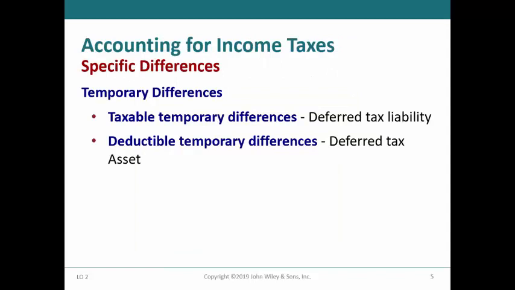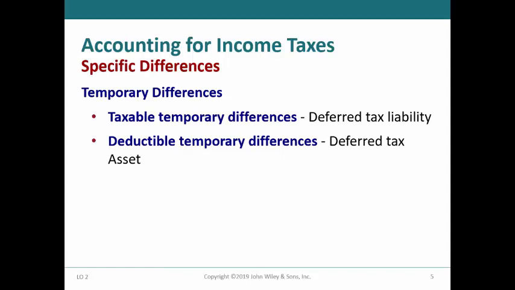As we discussed in the first presentation, there are two types of temporary differences. Some temporary differences will result in deferred tax liabilities. These deferred tax liabilities represent increases in income taxes owed in the future as the temporary differences reverse and the amounts are reported on the income tax return. The deferred tax assets represent decreases in income taxes owed in the future as the temporary differences reverse and the amounts are reported on the tax return.